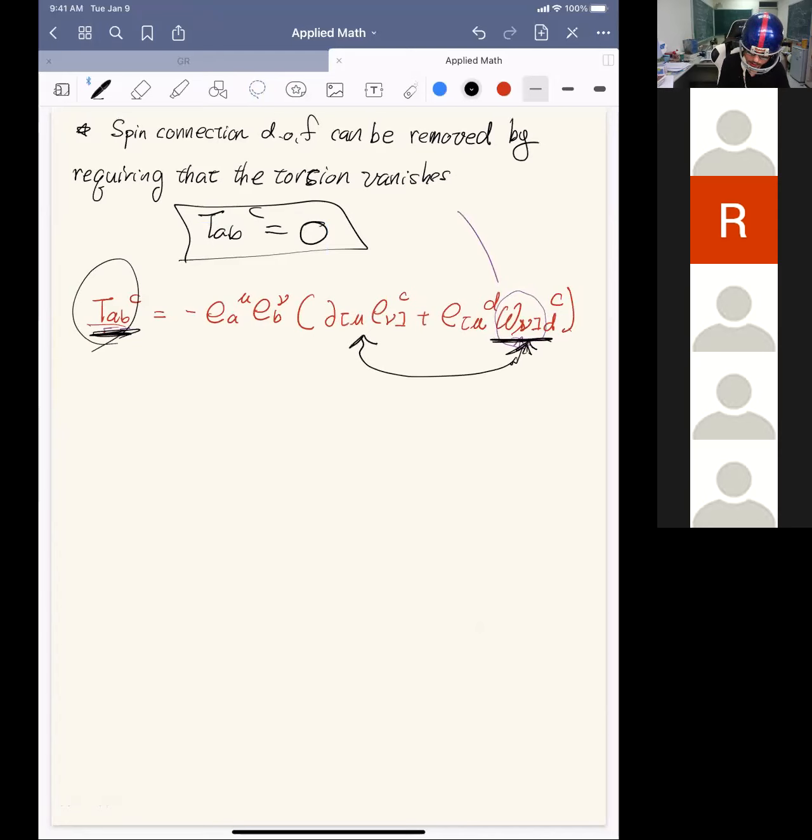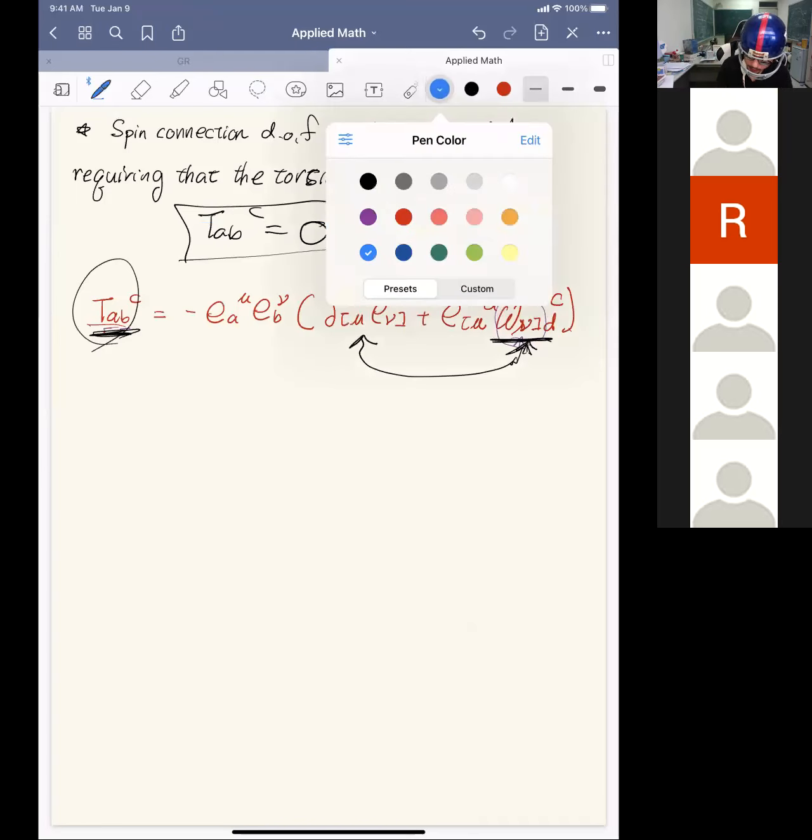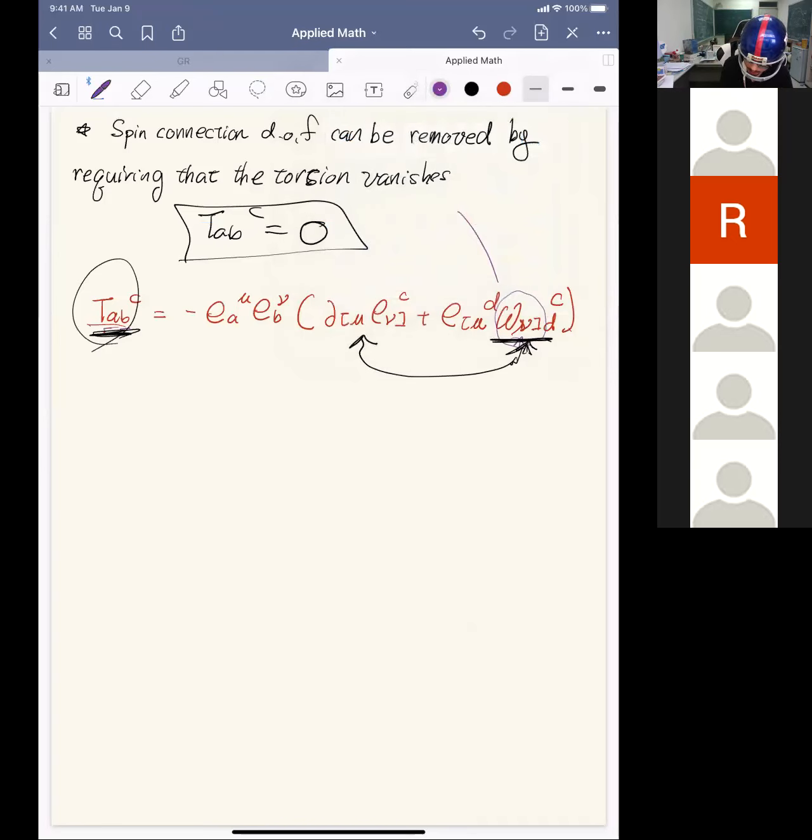Once you set the torsion to 0, the spin connection can be completely determined in terms of the Vierbein. Of course, this is a standard discussion in GR. That's why in GR we generally talk about the torsionless formulation, and the reason is precisely that this is necessary to remove the extra degrees of freedom that you have. So just to show you how this is removed, let me write this, because this is a standard derivation in the textbook.